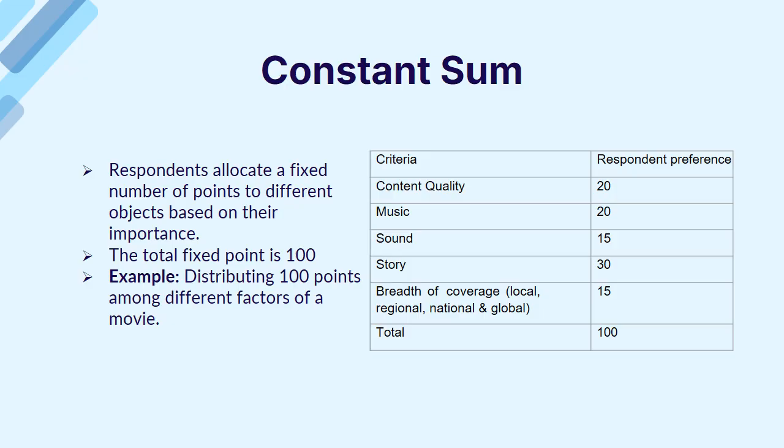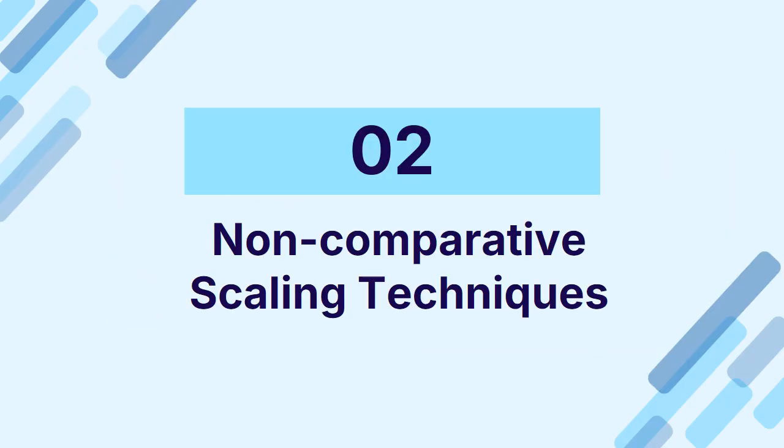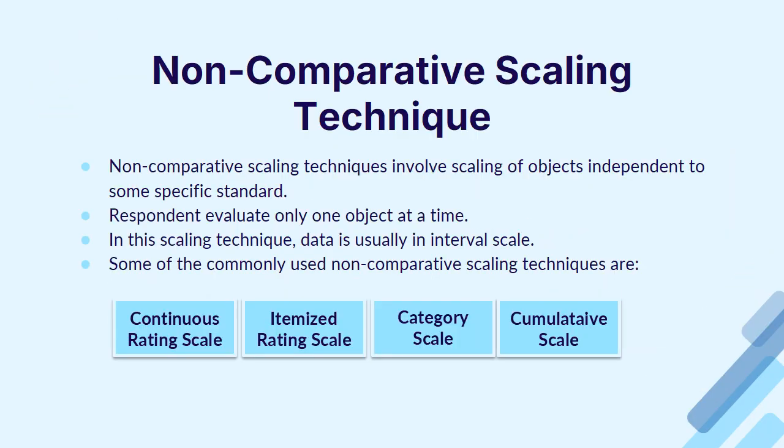So, comparative scales are ordinal. They show order, not exact differences. Now, let's talk about non-comparative scalings. In non-comparative scaling technique, instead of comparing items, respondents evaluate each one independently. Think of it like rating each dish at a food festival. No comparisons, just pure feedback. These techniques help measure how strongly someone feels about something. In this scaling technique, data is usually in interval scale. Some of the commonly used non-comparative scaling techniques are continuous rating scale, itemized rating scale, category scale, and cumulative scale.